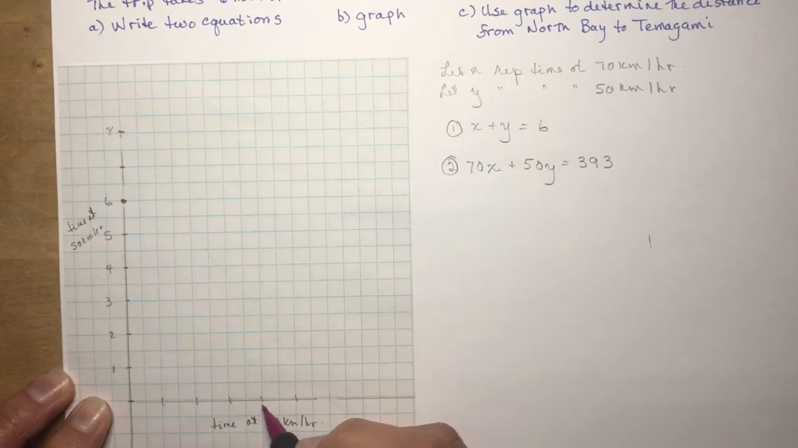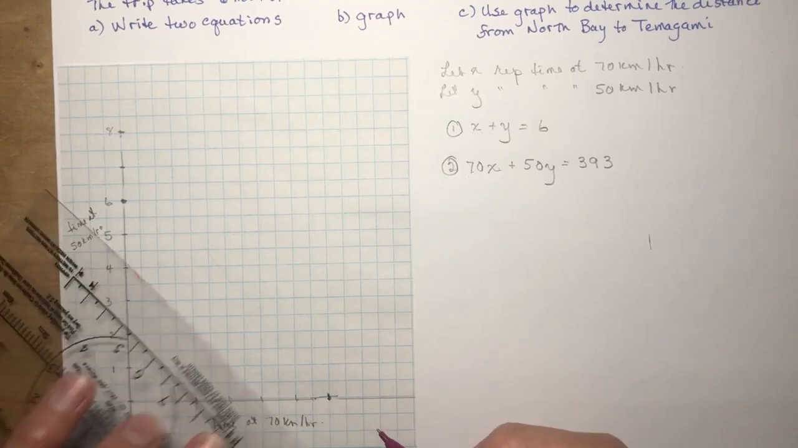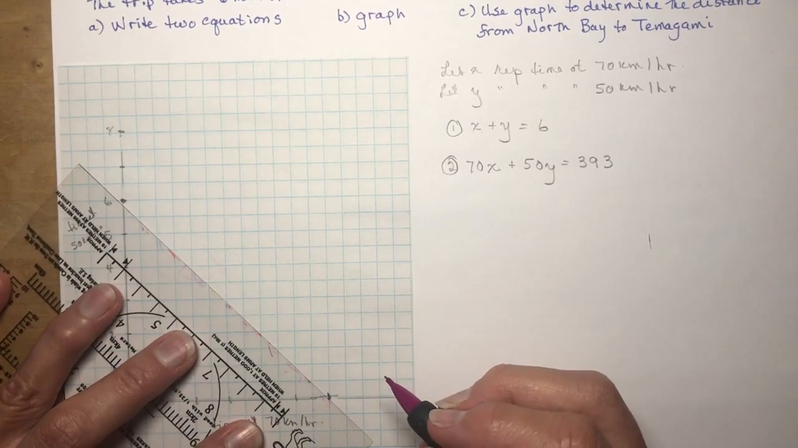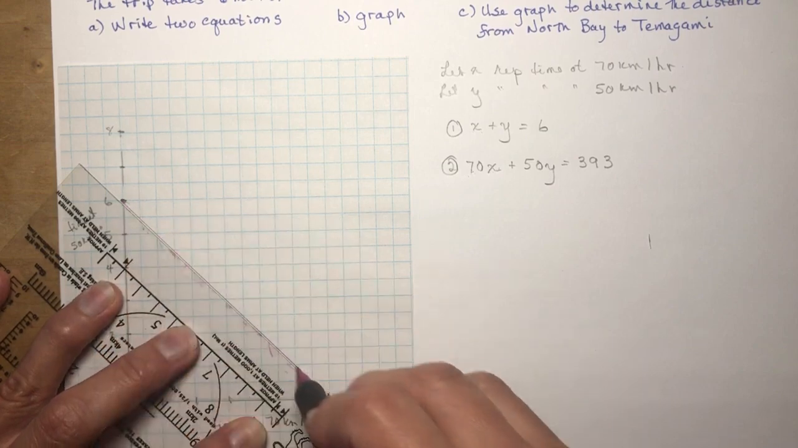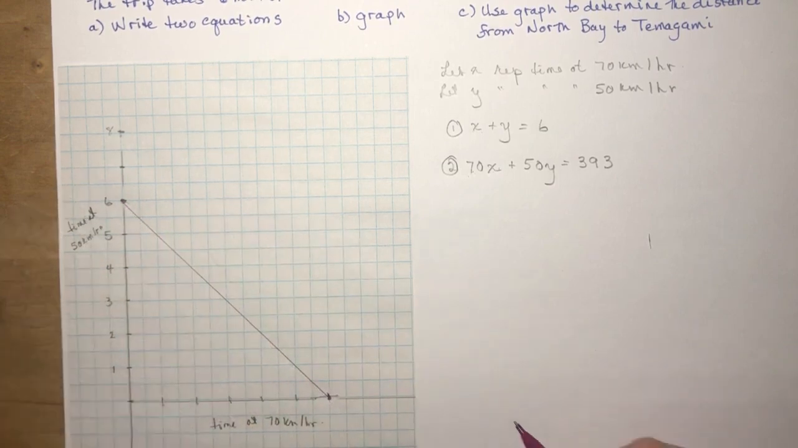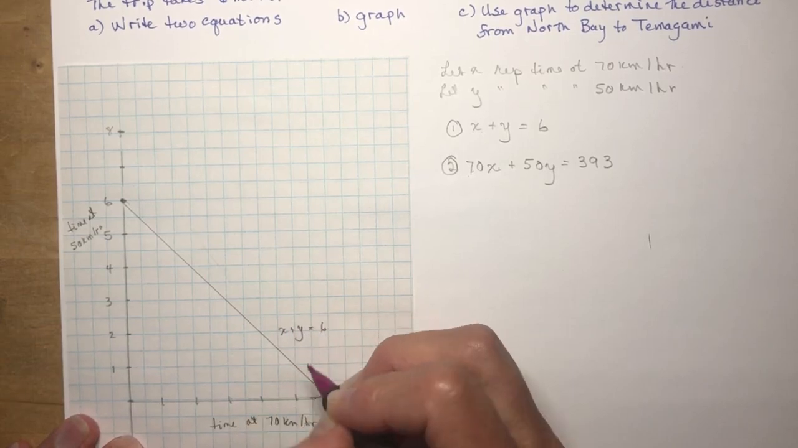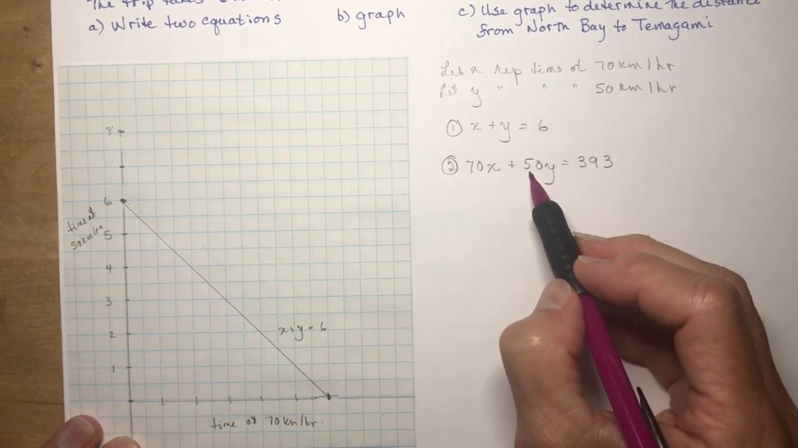1, 2, 3, 4, 5. 1, 2, 3, 4, 5, 6. Okay, so that's the easy one to graph. 6 and 6. So this is X plus Y equals 6. And then this one, I need to find X and Y intercepts.